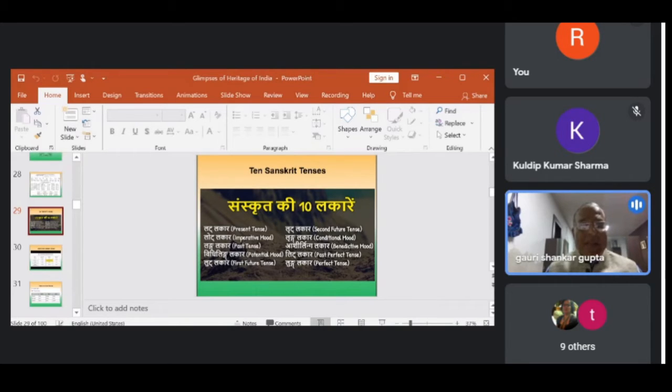Lang lakar, past tense, vidhi ling lakar, that is potential mood, then lut lakar, that is first future tense, then lrut lakar, that is second future tense, ling lakar, that is conditional mood, then ashir ling lakar, that is benedictive mood, then lit lakar, that is past perfect tense, and lung lakar, that is perfect tense.